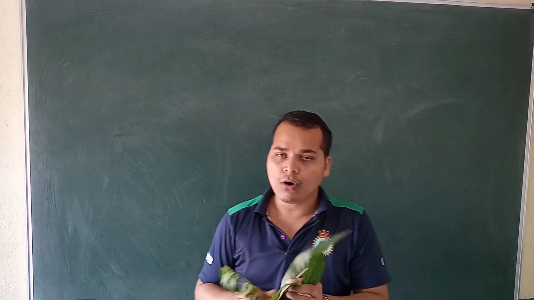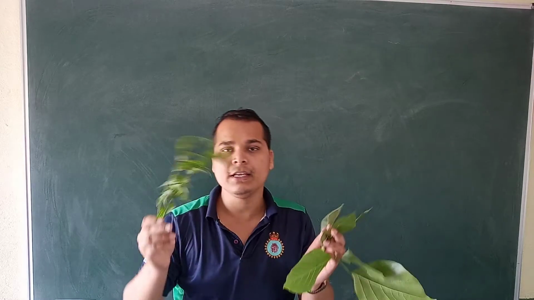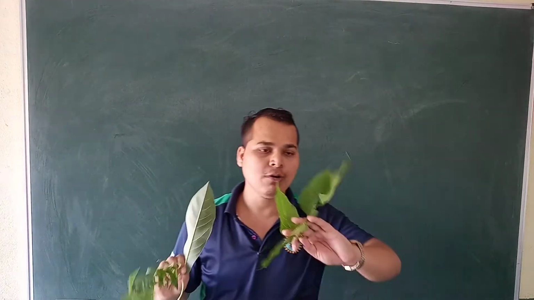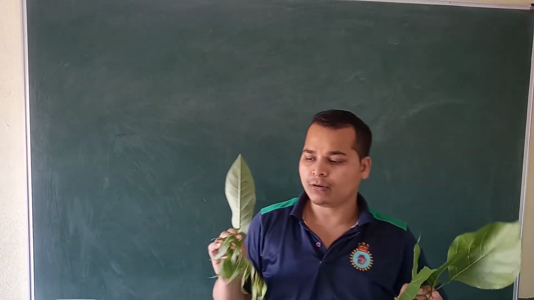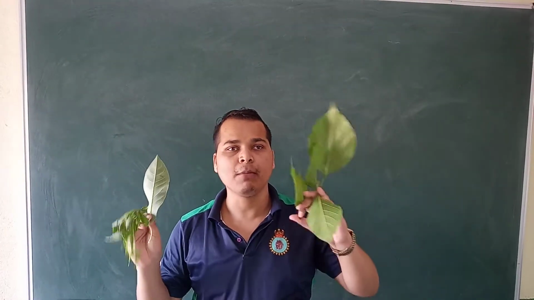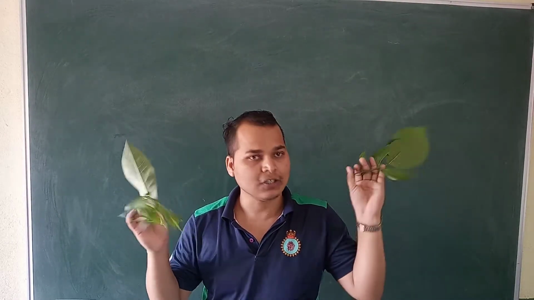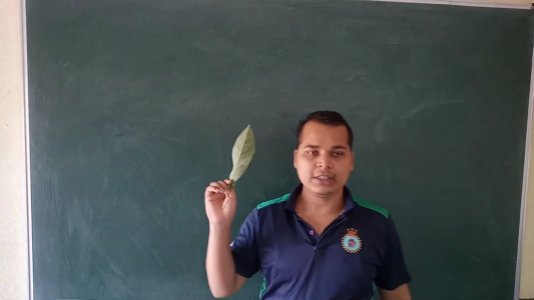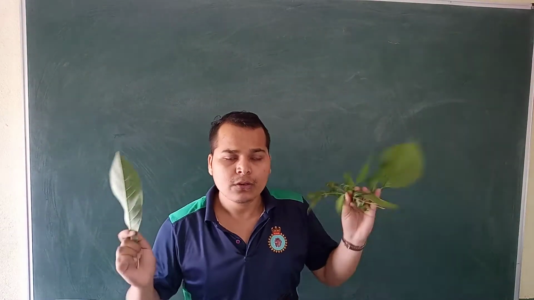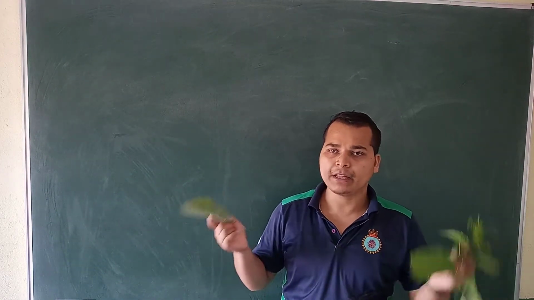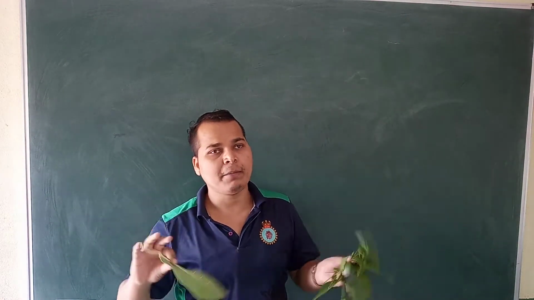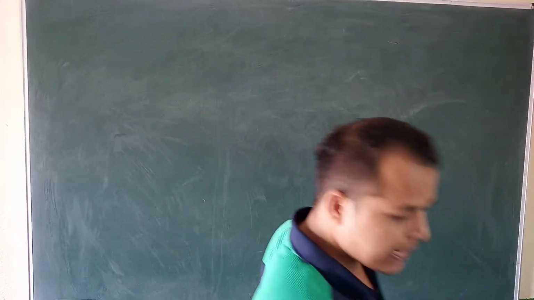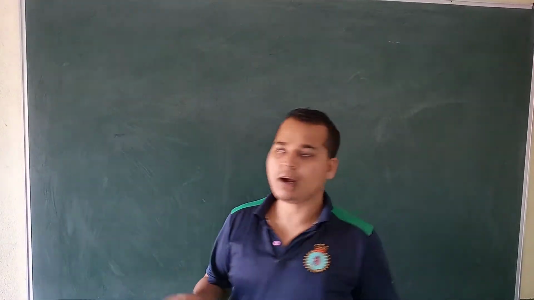Yes or no? You can observe some plants have very small leaves and some plants have very large leaves. So the leaves of a plant vary in shape, size and structure. So this is about the structure of leaves. Already I have discussed this. Today I will discuss how a leaf can prepare its food, and the different structures of leaves. Before discussing, I will remind you again of the structure of leaves.